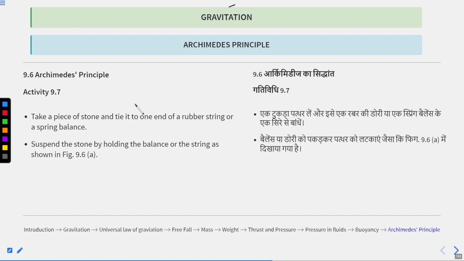Okay, so in today's class, we have studied pressure in fluids and what buoyancy is, and we have tried to answer a few questions. In the next class, we will study a topic named Archimedes principle, and with that topic, this chapter will be completed. I hope you have understood today's class. So we will meet in the next class. Thank you.